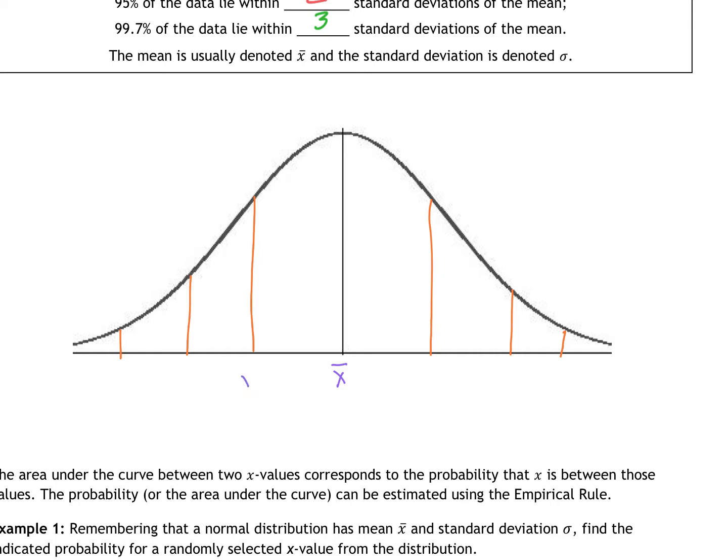Use purple. So this is your mean minus one standard deviation. This is your mean minus two standard deviations. This is your mean minus three standard deviations. So this is one standard deviation below the mean. If I go the other way, this is one standard deviation above the mean. So x bar plus 2 standard deviations and x bar plus 3 standard deviations. So this is one standard deviation above the mean.